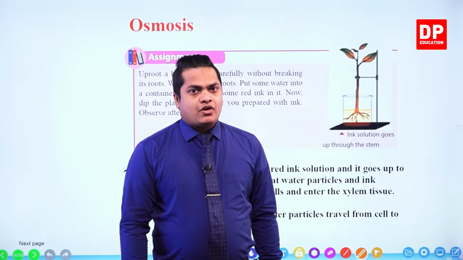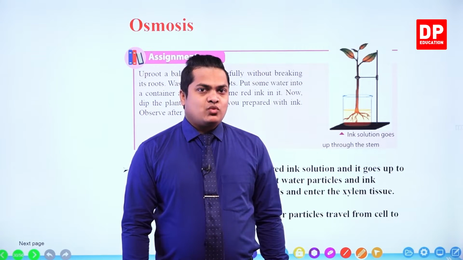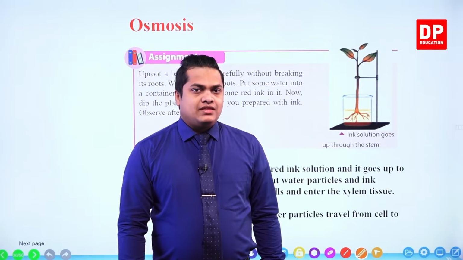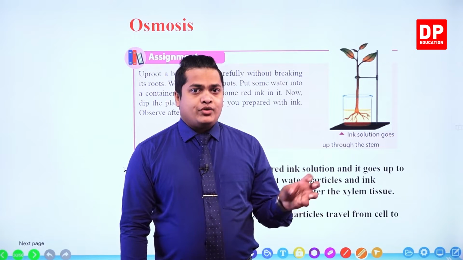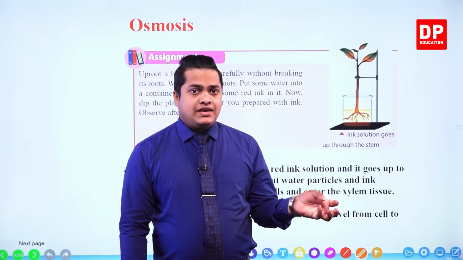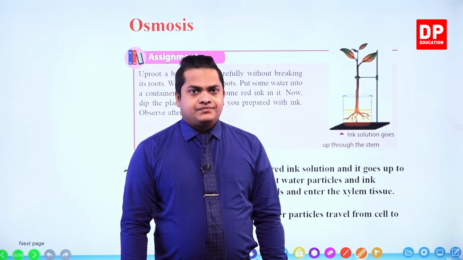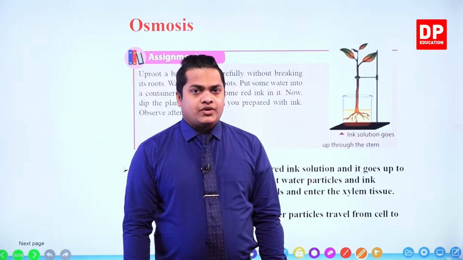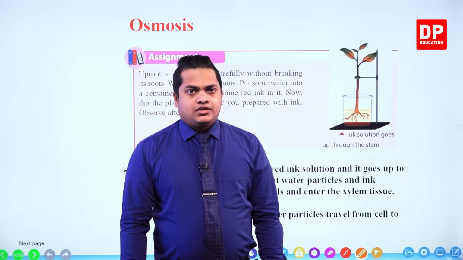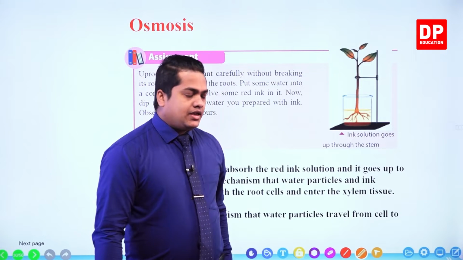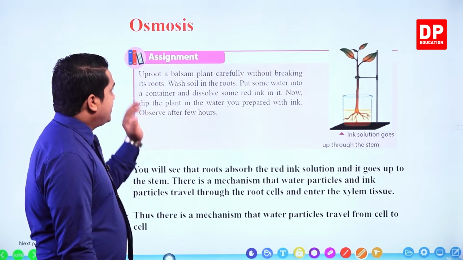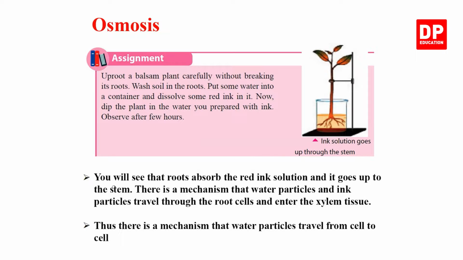So here we kept it only for a few hours, no? So that's why we can clearly observe the red color on the stem. If I keep it for a longer time period, then the whole plant would turn red because of transporting red color water. So my dear children, the observation is given here. You will see that the roots absorb red ink solution and it goes up the stem.